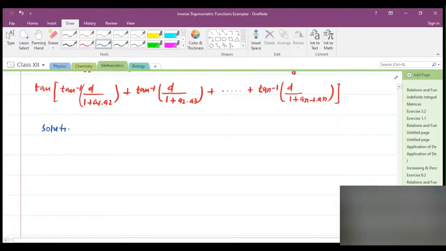Here A2 minus A1 equals A3 minus A2 equals dot dot dot equals An minus An minus 1 equals D. Hope that there is no problem to understand up to this step. So let's see here.